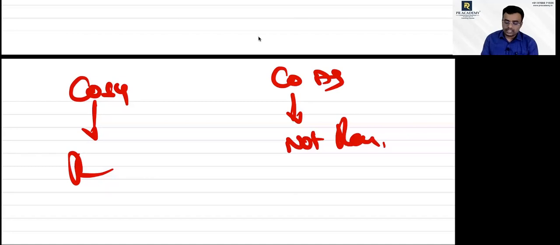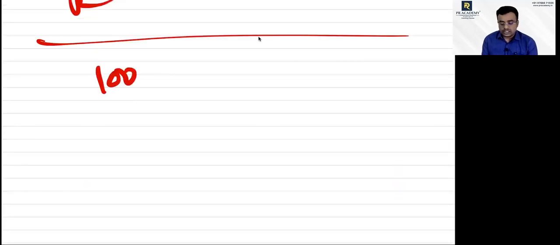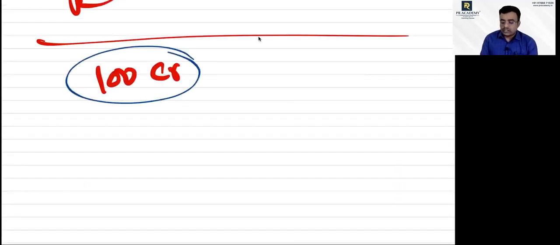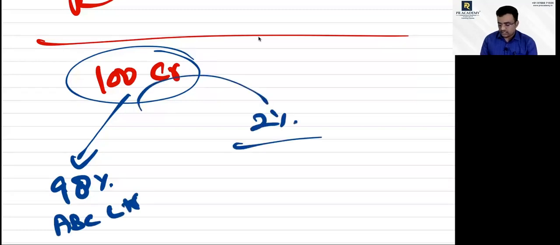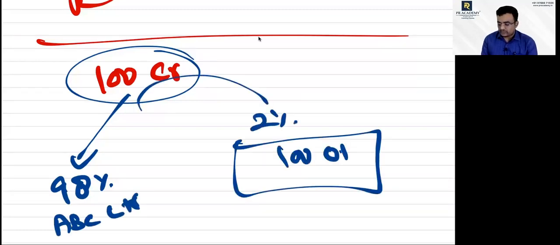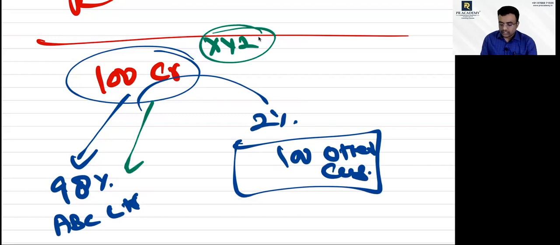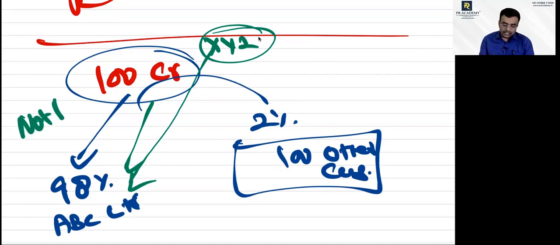Okay, another case. My dear friends, I have 100 crores turnover during this particular year. Out of 100 crores, 98 crores is from ABC Limited, and 2% is from 100 other customers. Now tell me, take this as XYZ Limited. Are XYZ Limited and ABC related or not related? Not related is the correct answer.